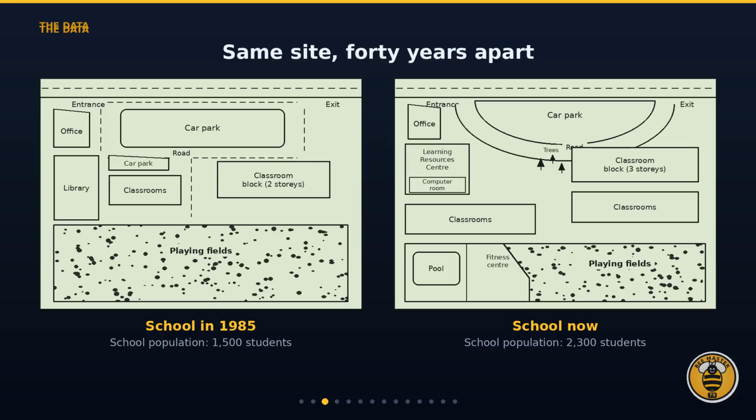These are the two plans. In 1985, the school served 1,500 students. Today it serves 2,300. Scan both plans from top to bottom. The road, the entrance and the exit run along the top. The buildings sit in the middle. The open ground lies along the bottom. That top to bottom structure will become the backbone of your answer.